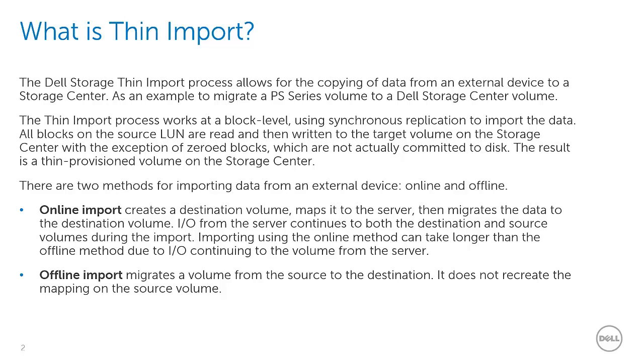There are two methods for importing data from an external device, online and offline. Online import creates a destination volume, maps it to the server, then migrates the data to the destination volume. I/O from the server continues to both the destination and the source volumes during the import. Offline import migrates the volume from the source to the destination. It does not recreate the mapping on the source volume.